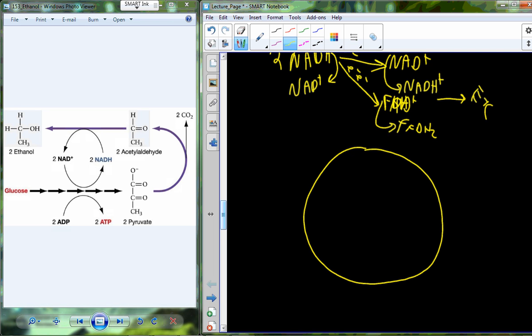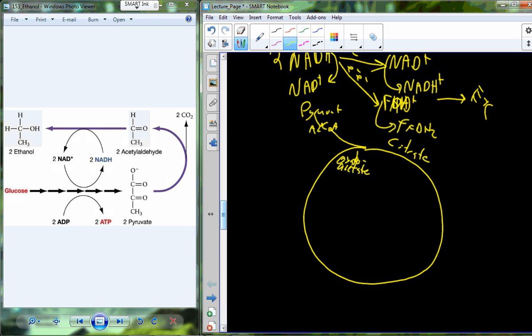Okay, so the Krebs cycle. We're going to start with pyruvate. It's going to be converted into acetyl-CoA, and acetyl-CoA combines with the very last molecule, oxaloacetate. These are the only two substrates that I would have you know right away. Oxaloacetate is combined with acetyl-CoA to form citrate.